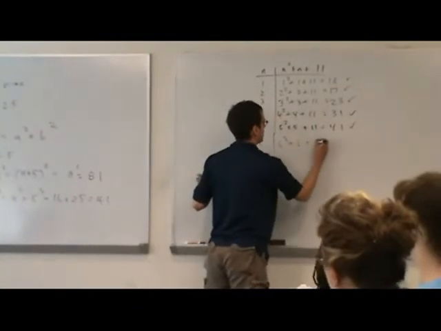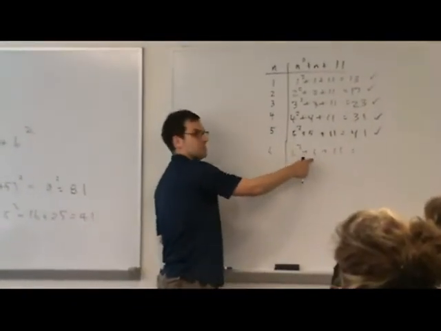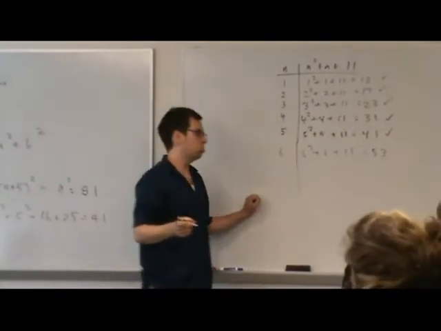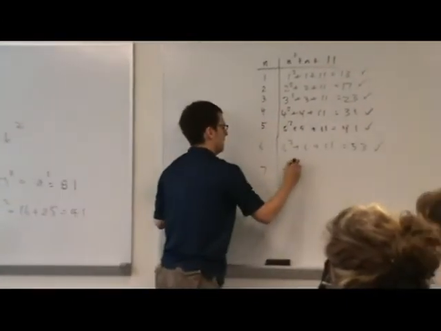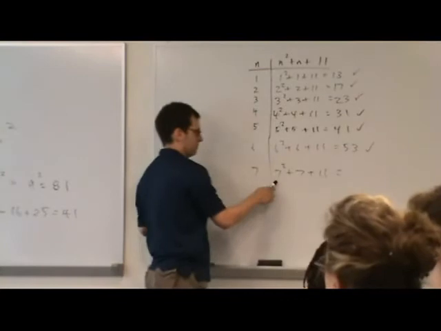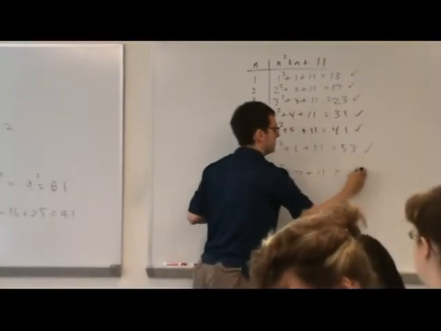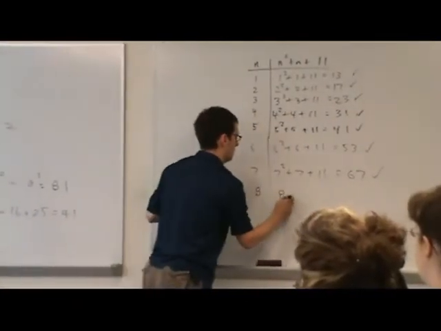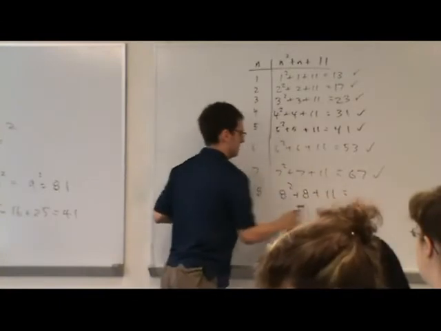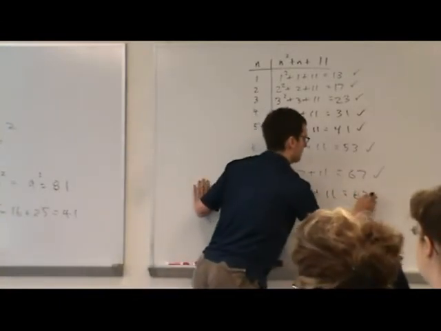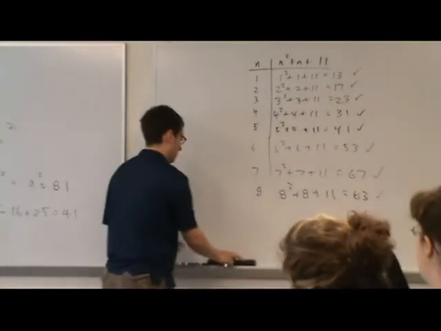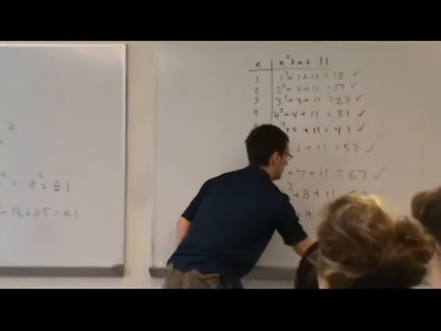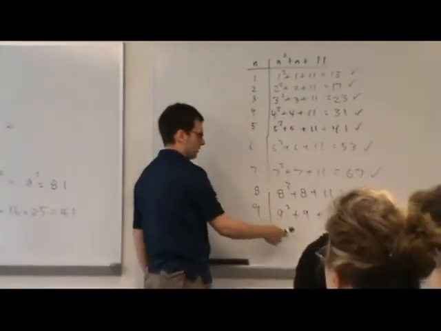6 squared plus 6 plus 11. 36 plus 6 is 42, plus 11 is 53. Is that prime? 7 squared plus 7 plus 11. 49, 56, 67. 67 prime? 8 squared plus 8 plus 11. 64, 72, 83. 83 is prime, right? Perfect so far. 9 squared plus 9 plus 11. 101? Yeah. 101's prime.